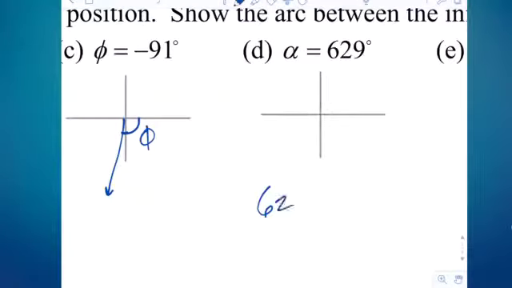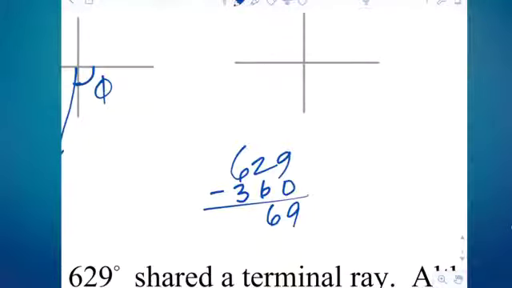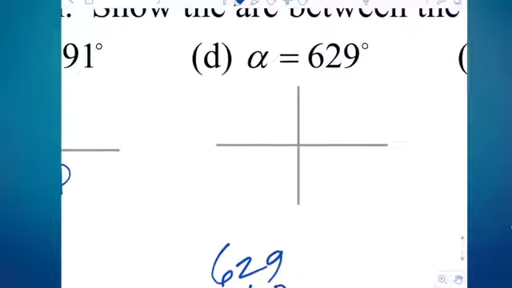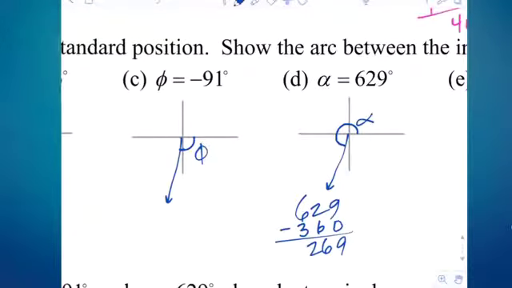You've already done the math. You could take 629 and subtract 360 from it, right? And you get 269, which is going to take you 1 degree short of the negative y-axis, which if you look at the previous example, we were also 1 degree short, but we got there by going 1 degree past in the clockwise direction.